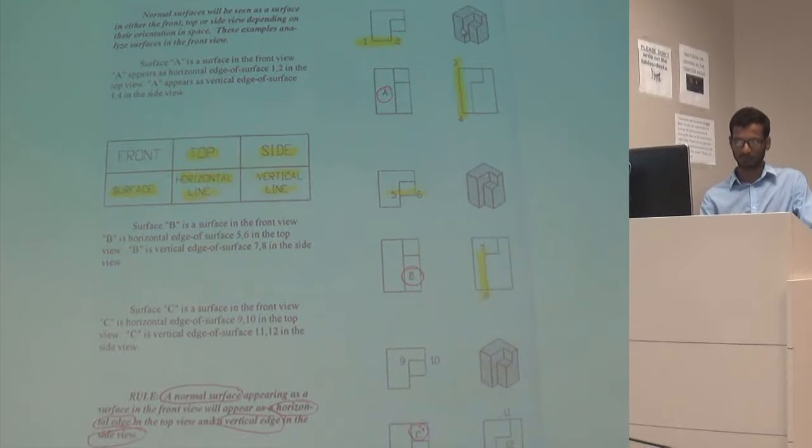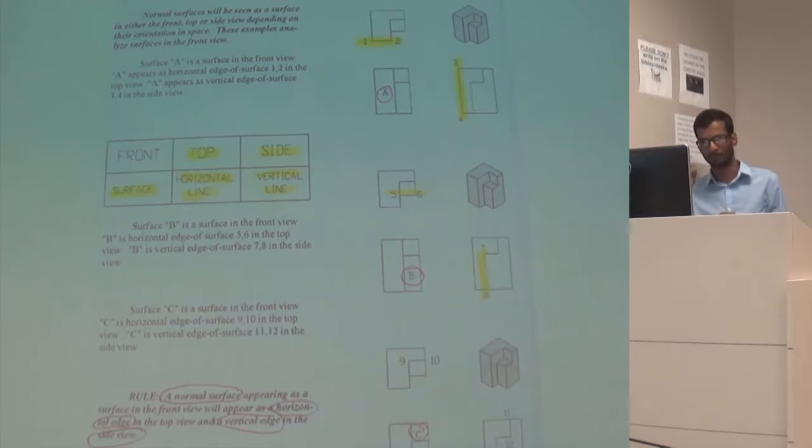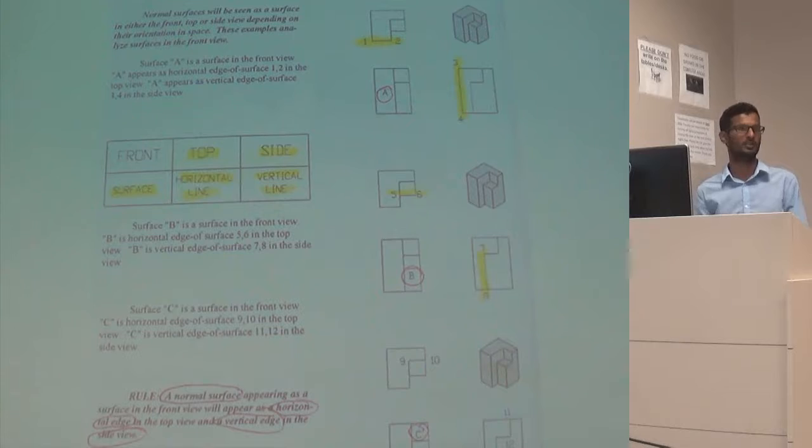So surface A is this. If I'm looking at it from the top view, I would only see that particular edge of surface A, which is 1 and 2 in the top view, a horizontal line. Similarly, when I'm looking at that surface from the right side view, I would see it by just that particular edge, which is 3, 4, a vertical line. So if I see a surface in the front view, that same surface would be a horizontal line in the top view and a vertical line in the side view.